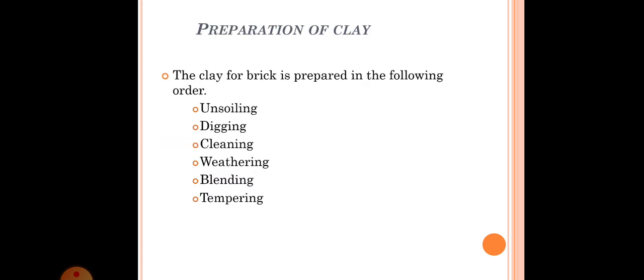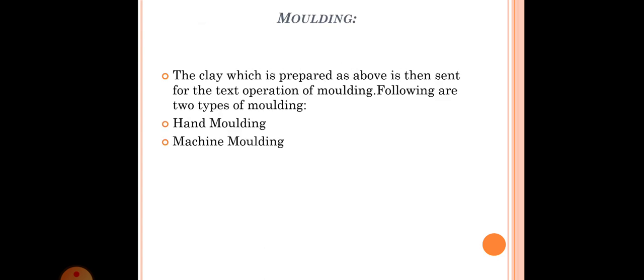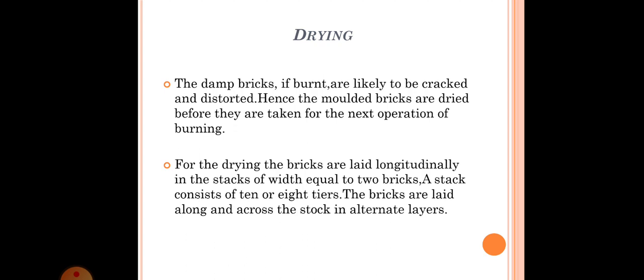I have just included preparation of the clay, which is done by unsoiling, digging, cleaning, weathering, blending and tempering. And of course molding, this filling of the clay into the mold, it can be either hand molding or machine molding. Now drying, mainly it is done by stacking the bricks, and usually it is laid along the edges, and then it will be dried in the sun.